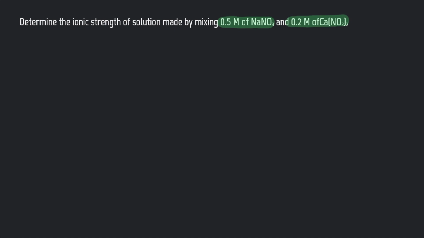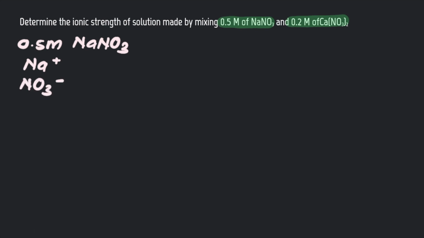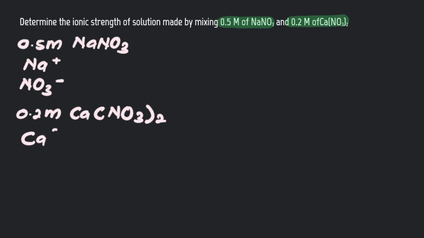So the first thing that you need to know is how to change it to the ionic form. So first we have 0.5 molar of sodium nitrate. Right? So it means that you are going to have sodium ion and also NO3 minus. So we're going to do the same with 0.2 molar of calcium nitrate. Okay, so we have the calcium and we have the nitrate.